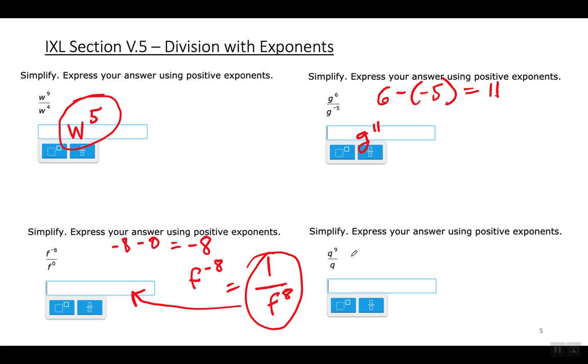And the last one here, 9 minus the 1 that's here, but it's invisible. 9 minus 1 equals 8. So my answer is q to the 8th power.